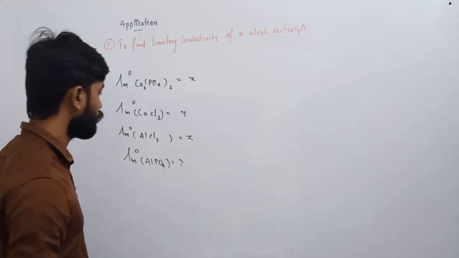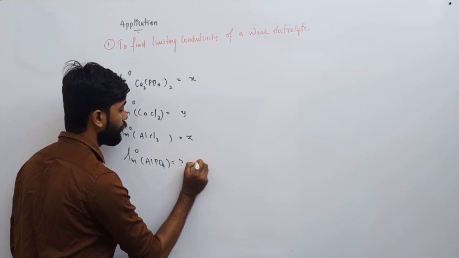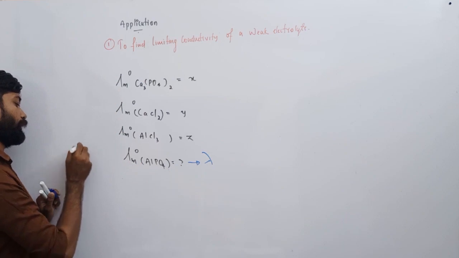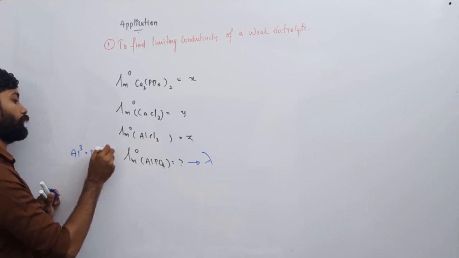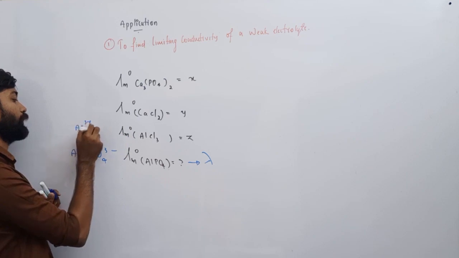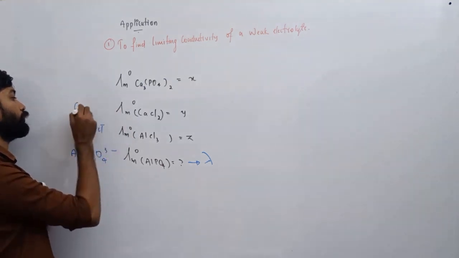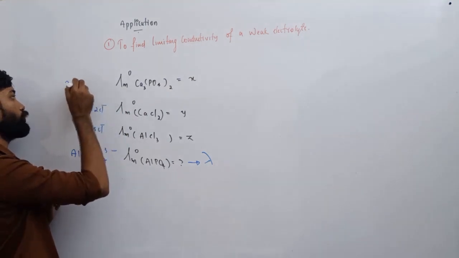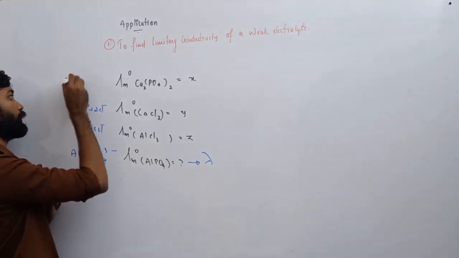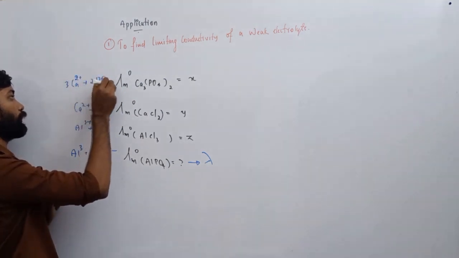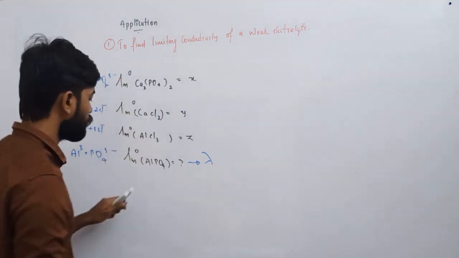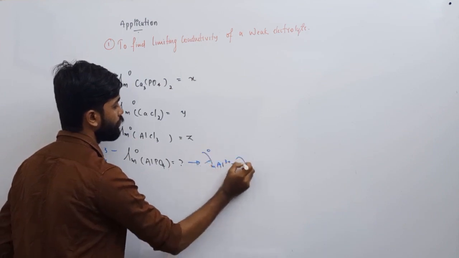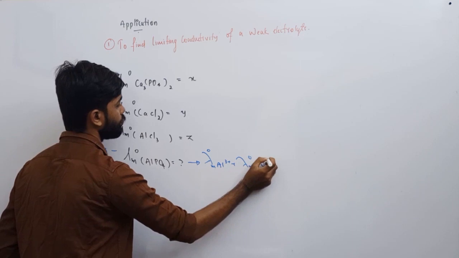But there is one difficulty. What is that difficulty? What about the decomposition of aluminum phosphate? Al3 plus plus PO4 3 minus. What about AlCl3? Al3 plus plus 3Cl minus. What about CaCl2? Ca2 plus plus 2Cl minus. What about Ca3(PO4)2? 3Ca2 plus plus 2PO4 3 minus. Fine. So we actually need lambda m0 of Al3 plus plus lambda m0 of PO4 3 minus.